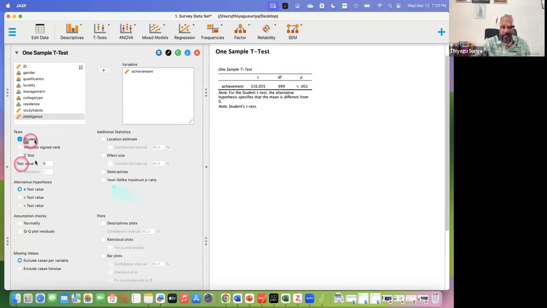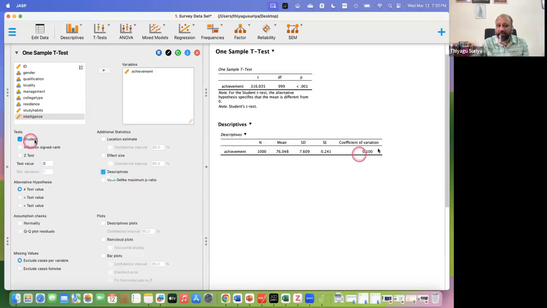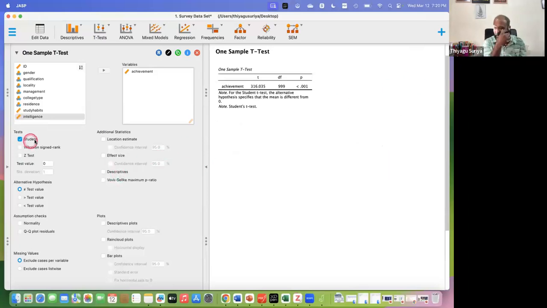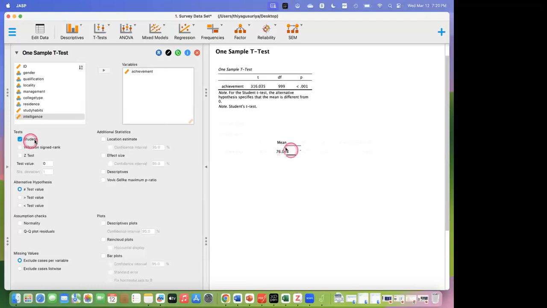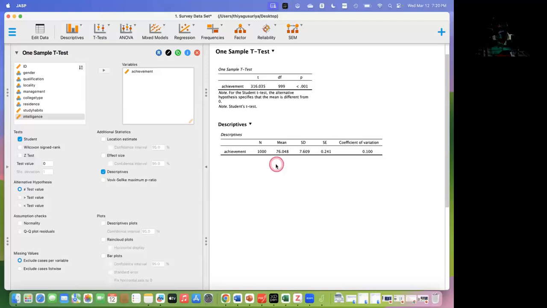And you can see this test value. This test value is called the population mean. Before that, I want to know the descriptives. When you click the descriptives, you find this. The descriptives talk about the mean score and standard deviation. For 1,000 people, what is the mean value? 76.048. It is my mean score of the 1,000 sample. It is my sample mean.